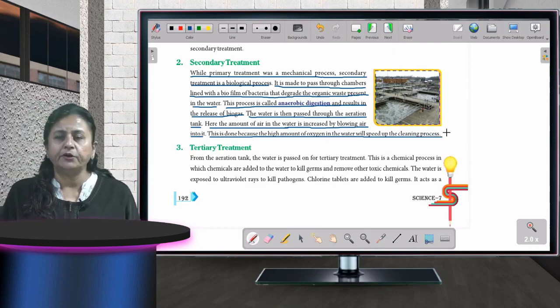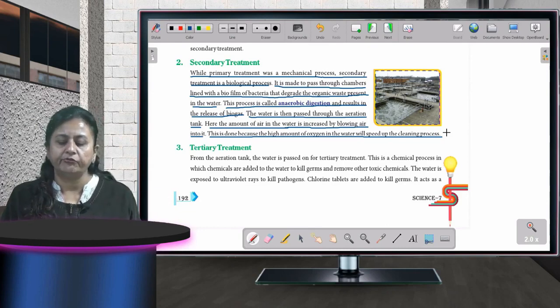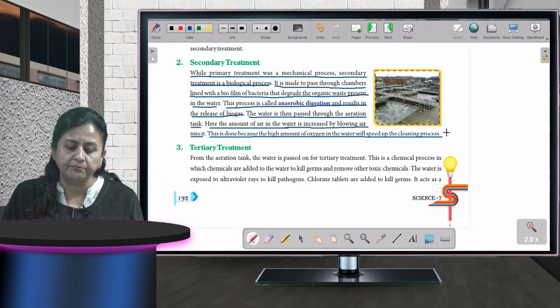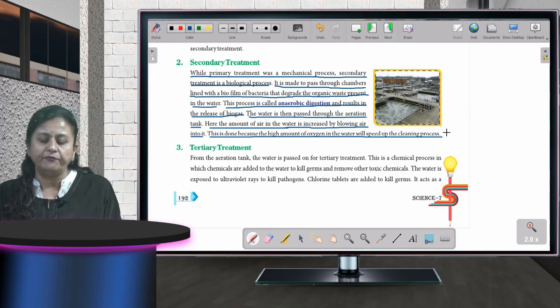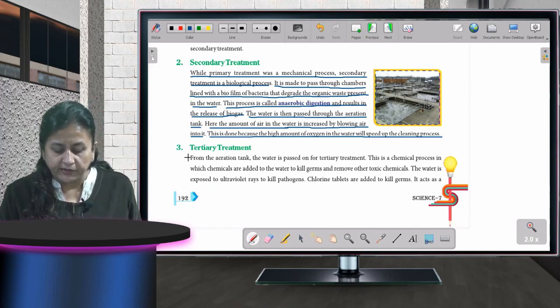In primary treatment, we were removing all the insoluble impurities. But in secondary treatment, this is not done by a mechanical process. It is done through a biological process. It is made to pass through chambers lined with a biofilm of bacteria. Okay, fine, children. Now come to the third treatment, that is tertiary treatment.